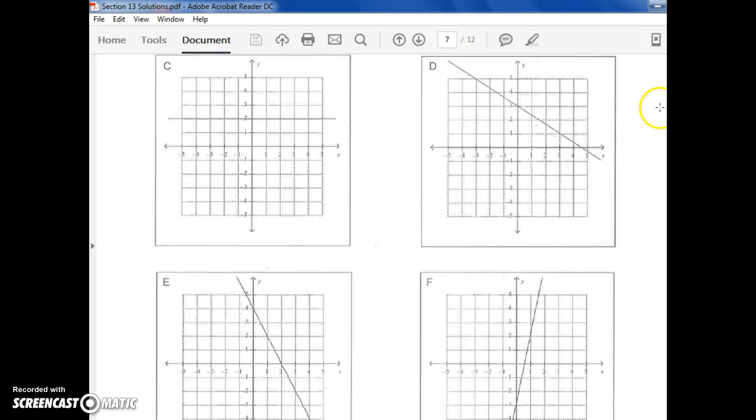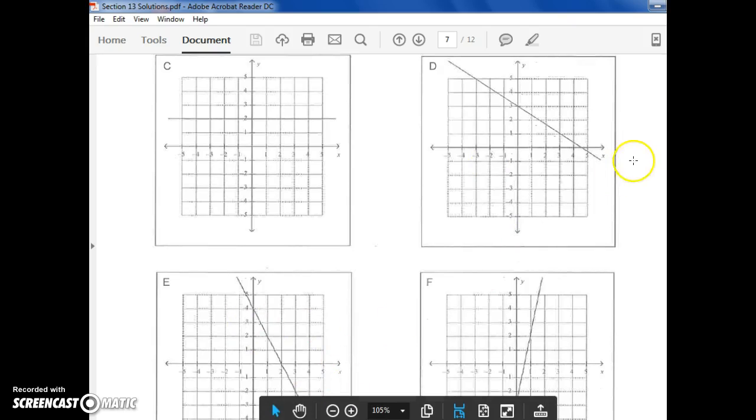Alright, let's look at C, D, E, and F, since they're all on the screen up there at one time. So graph C, I actually can't classify that as positive or negative because my slope is going to be 0. So I'm going to say that this is a 0 slope. And I can't say whether that's an extreme or small because the slope is 0. So it's not a matter of being a very steep graph or a very shallow graph. It's not going up at all.